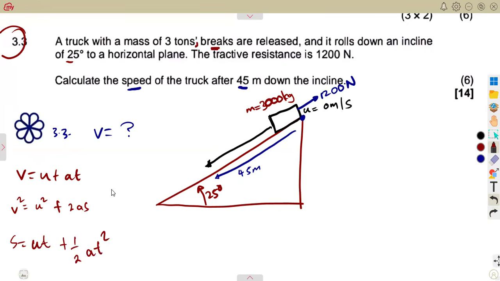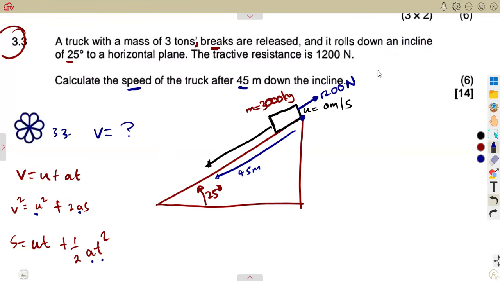So many formulas that we can think of. As we can see, there is need of time, acceleration. Even if you were to work with this one, we need acceleration, because already we know that U is 0. If you are to use this one, you need time, still acceleration. So let's start with the acceleration. Where can you obtain the acceleration?